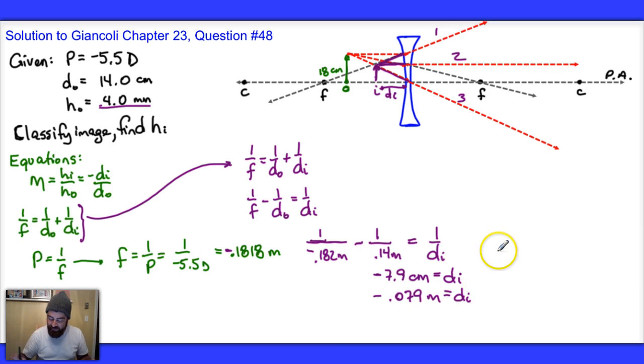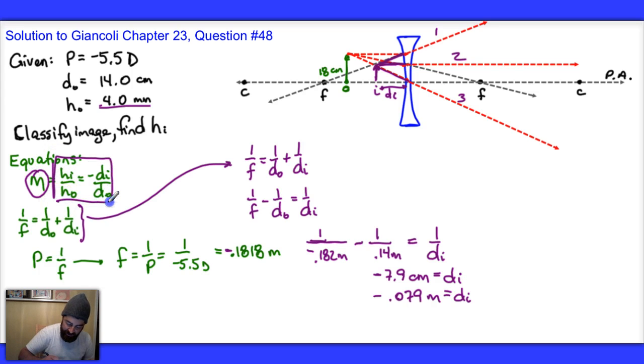Now that I have this information, I'm ready to use the magnification equation. I actually don't even need to know the magnification. I'm going to use these two terms right here because I have the distance to the image, the distance to the object, the height of the object, and I'm looking for the height of the image. So my last step will be to basically do that. I'll do that work over here, starting in this portion of the page.